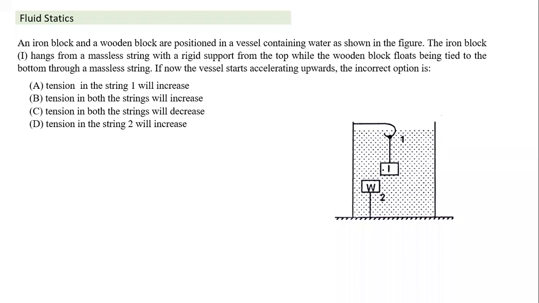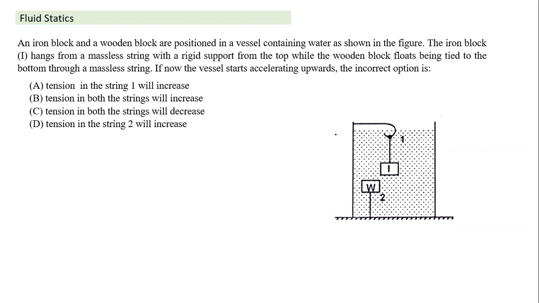Okay. So this is the iron block, and the wooden block will tend to go up, so we need to tie it down with a string here. Both are fixed: this one is hanging, and this one is tied to the floor with the string. So there are two blocks. The iron block hangs from a string, and the wooden block floats, being tied down to the bottom with the string here. Now the vessel starts accelerating upwards.